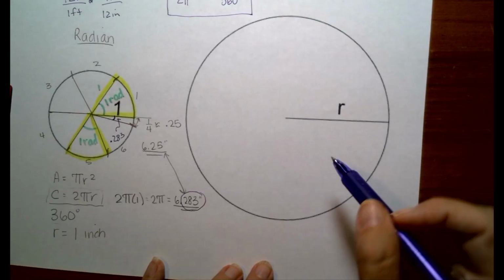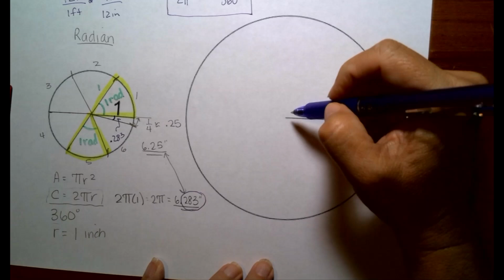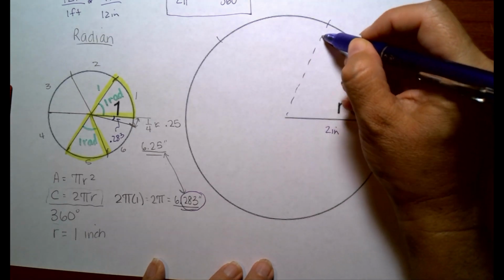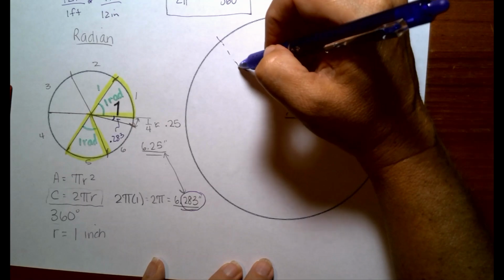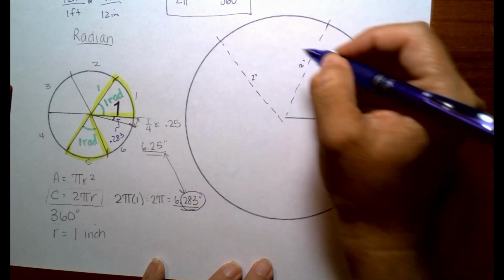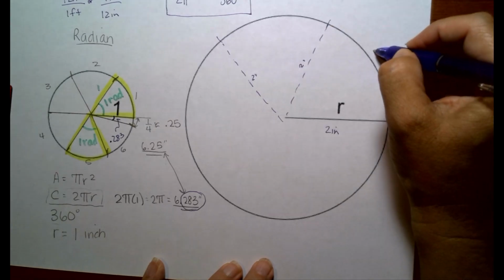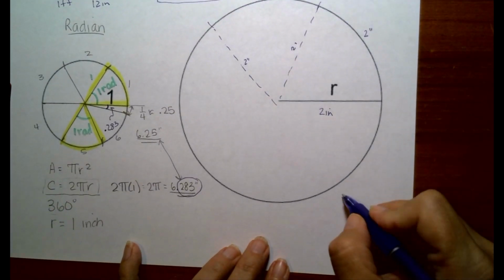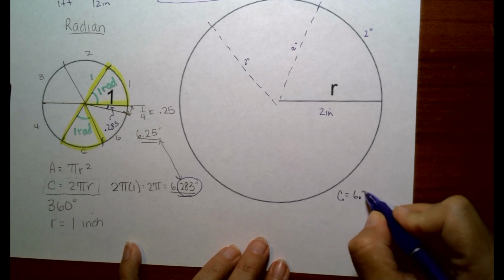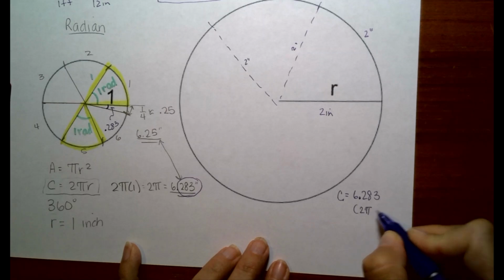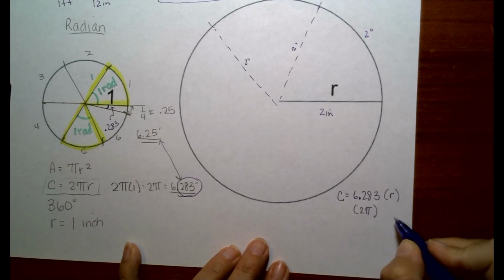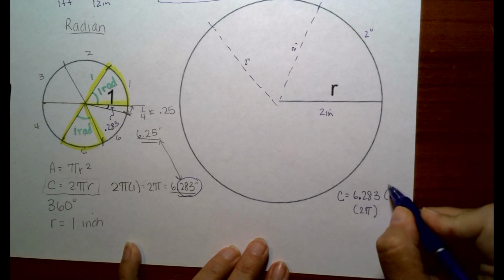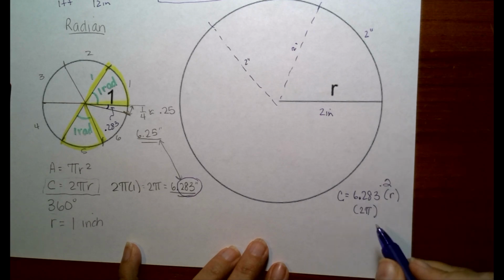Now we have a circle, and let's just say that this is 2 inches. If I measured this distance and went all the way around the circle, and this distance here was also 2 inches, and this distance here was also 2 inches, and I went all the way around, what I'm going to find is that the circumference of this circle is 6.283, which is the same as 2 pi, times my radius r, and in this problem, my radius r is 2. So this is how I would come up with my calculation.